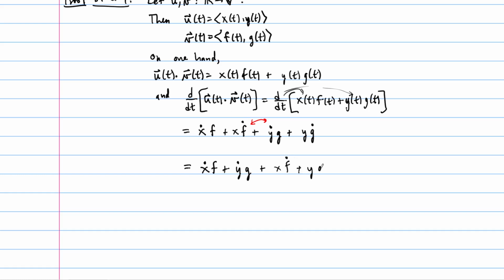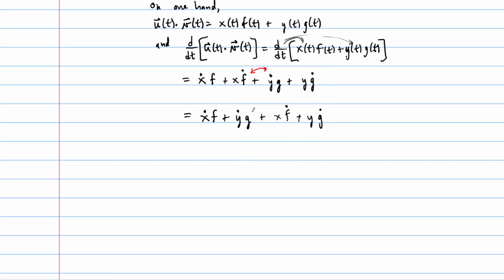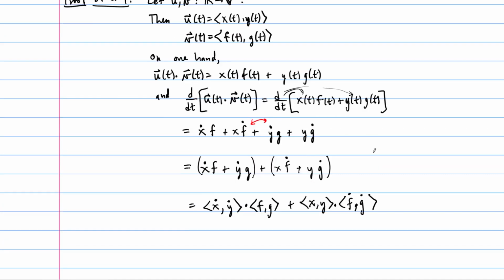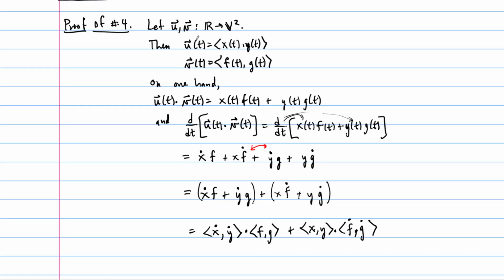this one's going to then be x f dot plus y g dot. And now we can group these two, and notice that these ones look like a dot product. So this one looks like the dot product of (x dot, y dot) dotted with (f, g). And this one looks like (x, y) dot product with (f dot, g dot). Okay? (x, y), that's u. So (x dot, y dot), that's u dot, right?